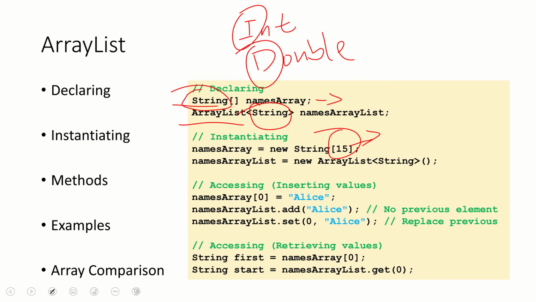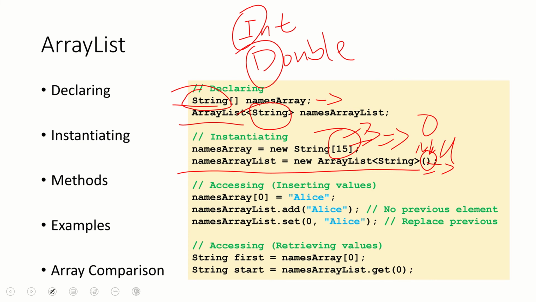Because all the elements initially will be assigned 0 or null by default, which means all 15 elements are already occupied and assigned an actual value. But for the array list, this only stands for capacity, which means no one has reserved that place.